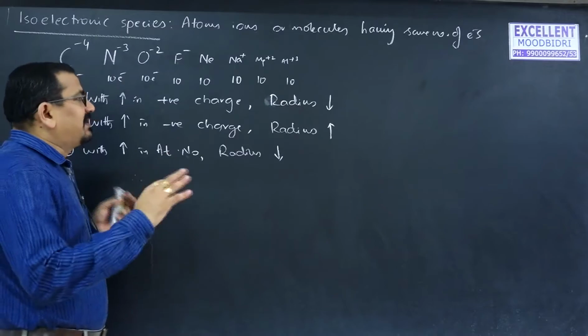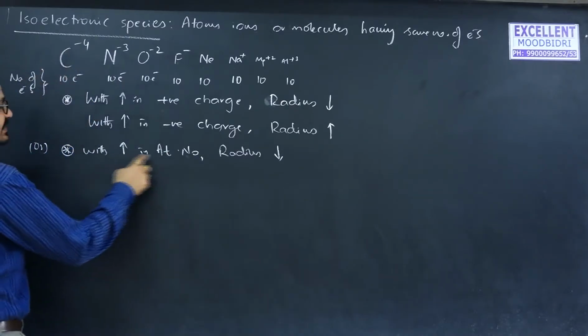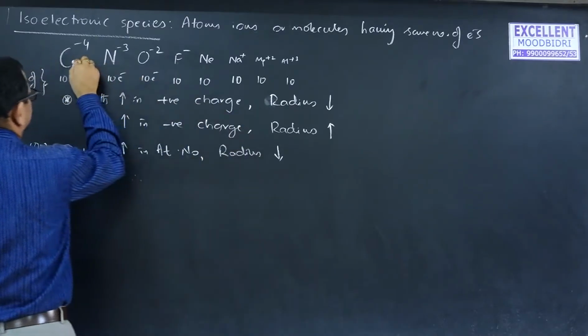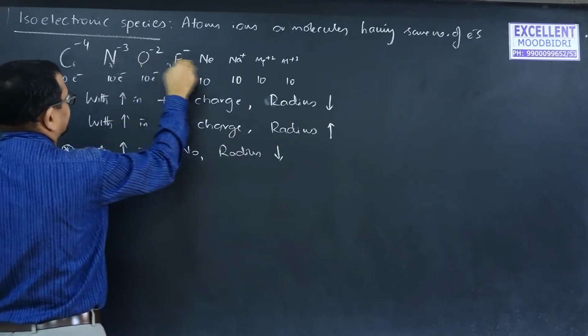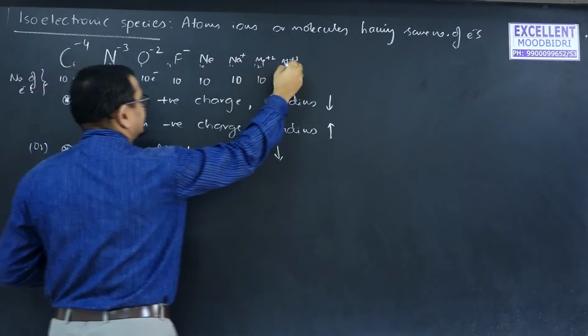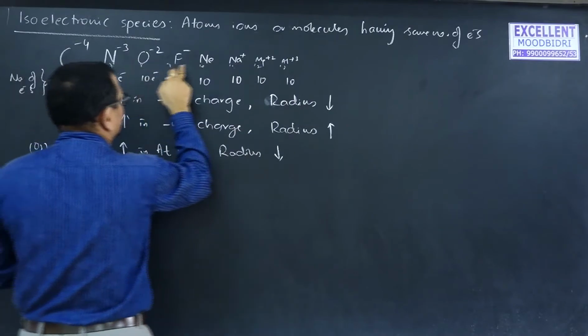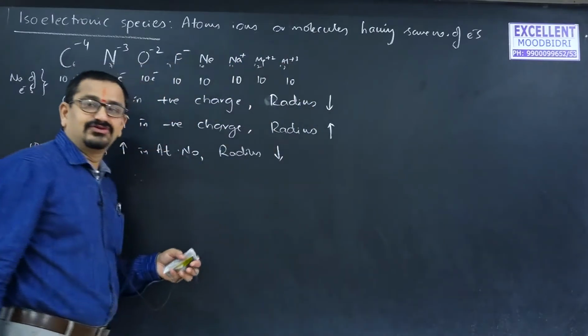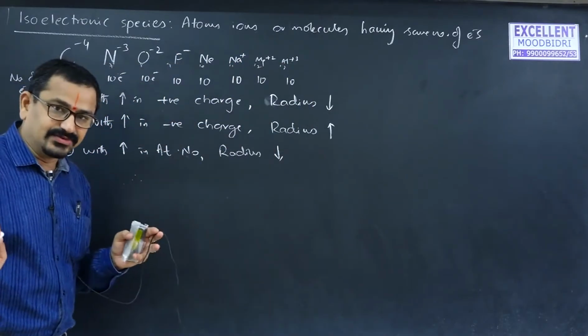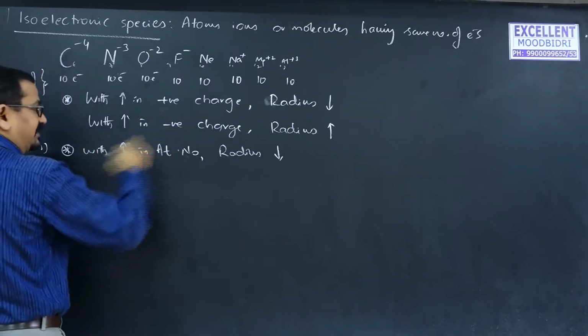So, let us apply this point. With increase in atomic number, radius decreases. Carbon 6, 7, 8, 9, 10, 11, 12, 13. See, with increase in atomic number, their size is decreasing. Have you noticed? Yes or no? So, this point is valid.